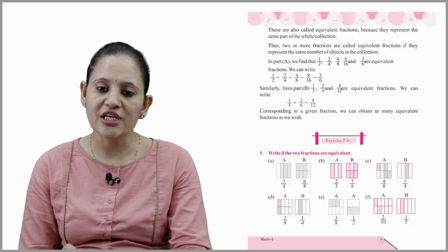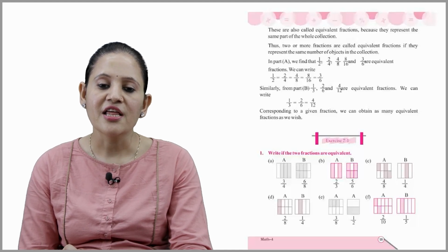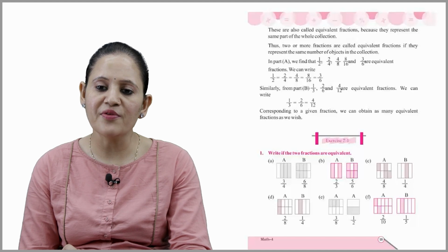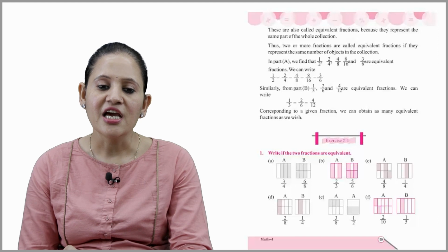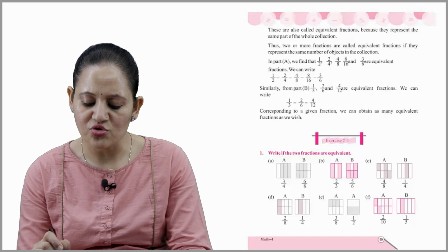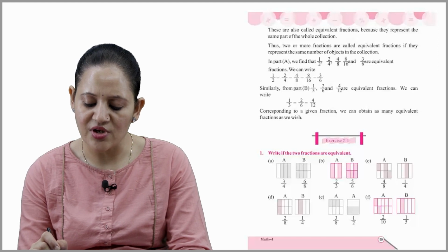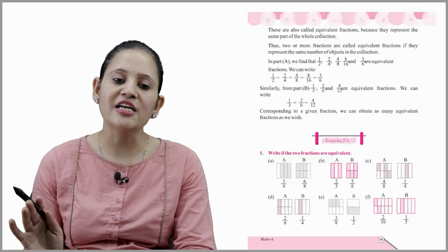These are also called the equivalent fractions because they represent the same part of the whole collection. Thus, 2 or more fractions are called the equivalent fraction if they represent the same number of objects in the collection. In part A, we find that 1/2, 2/4, 4/8, 8/16, 3/6 are equivalent fractions. So we can write 1/2 equals 2/4 equals 4/8 equals 8/16 equals 3/6. All these are equivalent fractions.